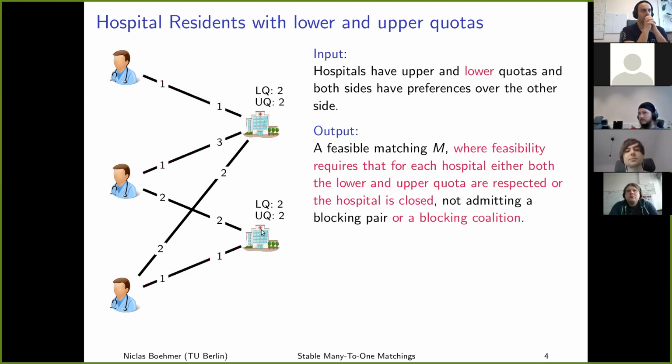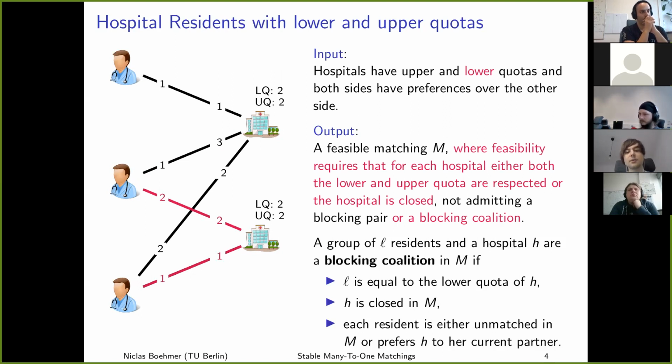For stability, we still require that no blocking pairs exist. The definition of a blocking pair remains completely the same as before. However, we also now require that no blocking coalition exists. The idea behind the blocking coalition is that we want to prohibit the existence of a group of residents who are enough to open a currently closed hospital together and would also all prefer this to what they currently have. So somehow like opening a currently closed hospital.